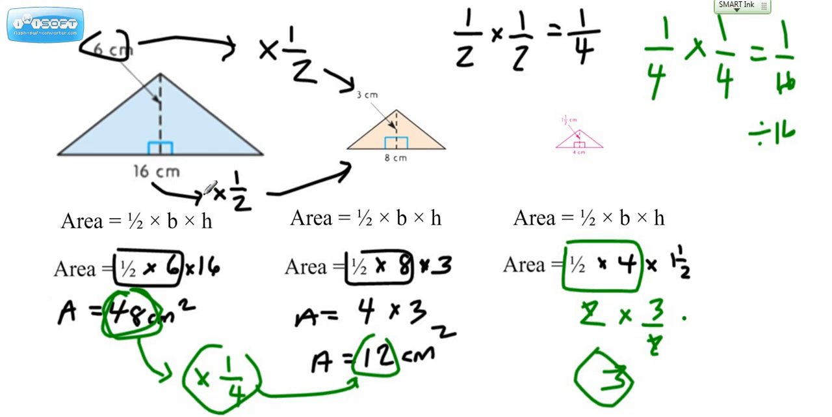Alright, so in review, just square the value to get how the overall area is affected.